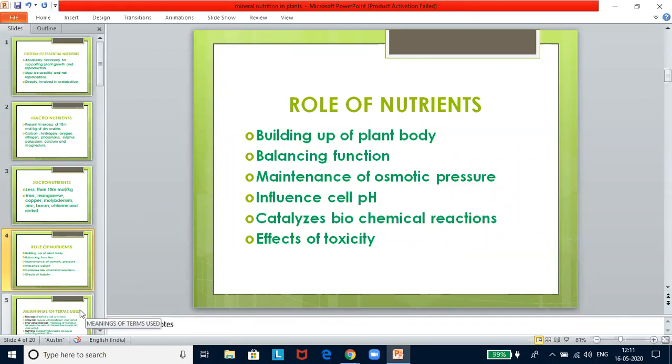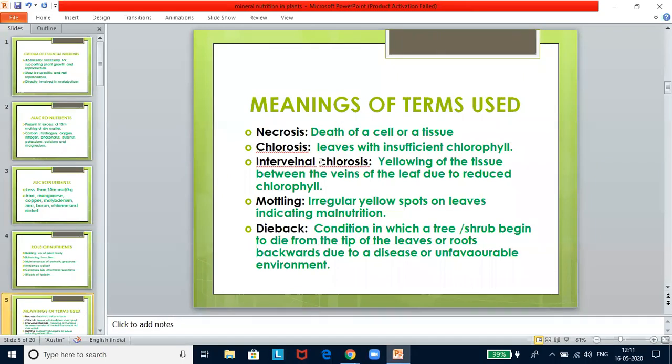Before we get into the nutrients, these are some of the common terms you will be seeing in your textbook, or I will be using. Before getting into usage, let us try to understand what these terms mean. Necrosis refers to death of a cell or a tissue. Chlorosis: leaves with insufficient chlorophyll are said to be having chlorosis. Interveinal chlorosis is yellowing of the tissue between the veins of the leaf due to reduced chlorophyll.